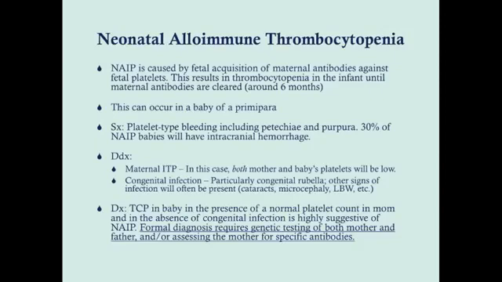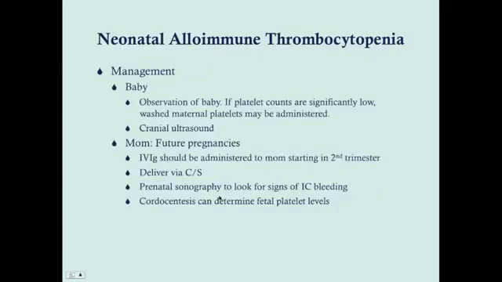What we can do, though, is help prevent this, and that's going to require genetic testing of both mom and dad, prospective dad at least, and then assessing the mom for specific antibodies that are related to NAIT. The management is, of course, for the baby, just observation. If platelet counts are really low, you can use washed maternal platelets. And it's good to use the maternal platelets because mom gave baby antibodies, but it wasn't antibodies to her own platelets, it was antibodies to baby platelets. And so what better to give the baby than mom's platelets that you know the antibodies aren't going to work against. And then definitely remember to get a cranial ultrasound.